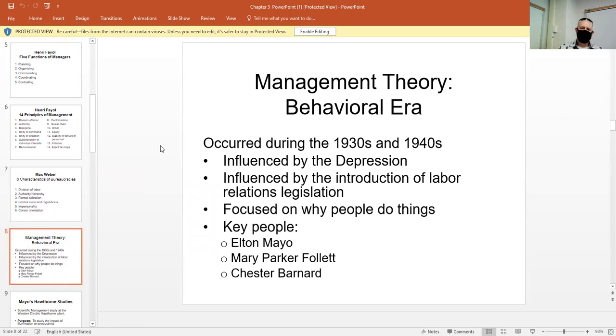So then we get to the behavioral era. It occurred during the 30s and 40s. It was influenced by the Depression, and what happened during this time was the introduction of labor relations legislation. It focused on why people do things. And we'll talk about these people, Mayo, Follett, and Barnard, in a second.